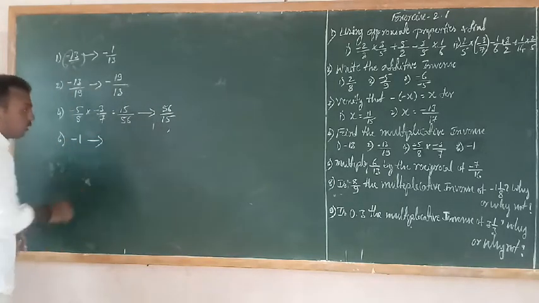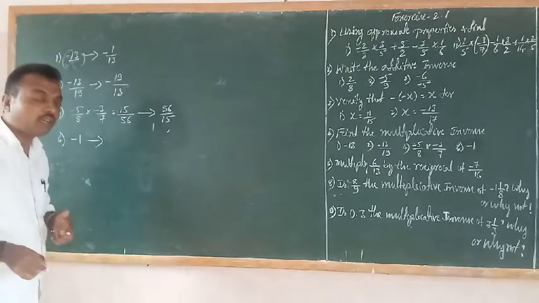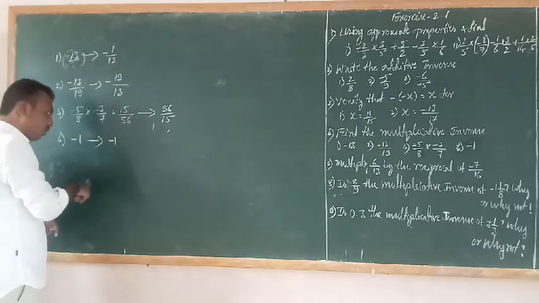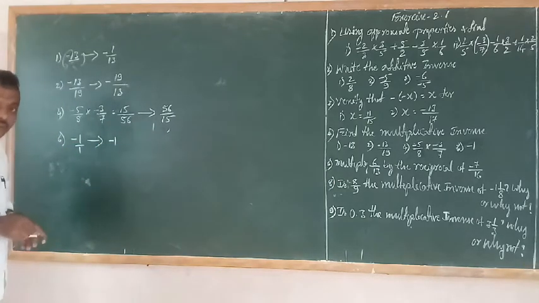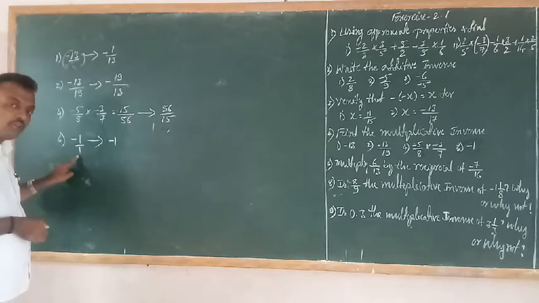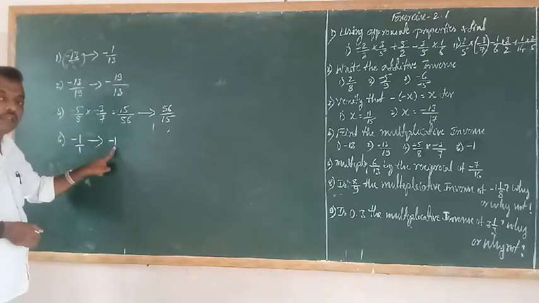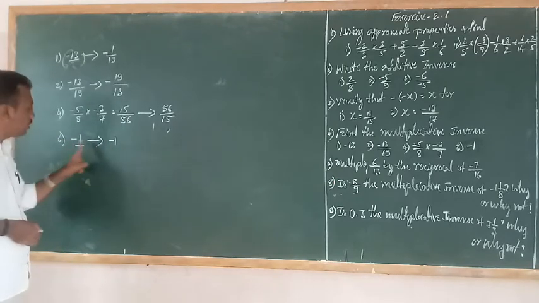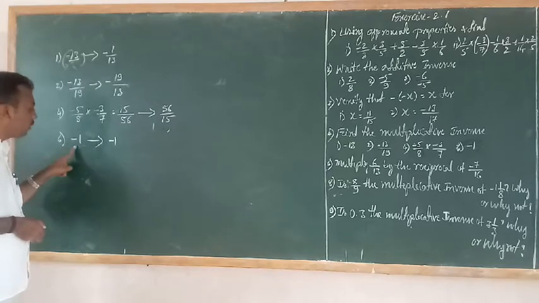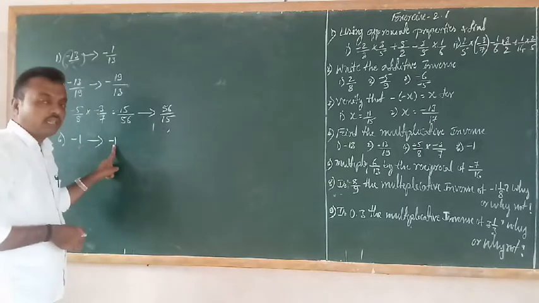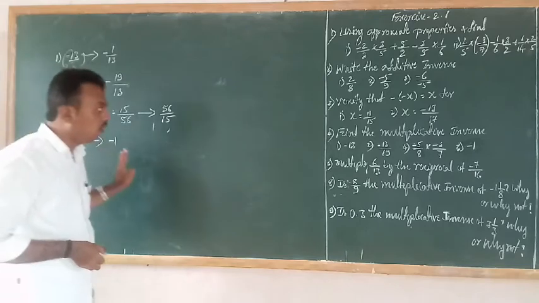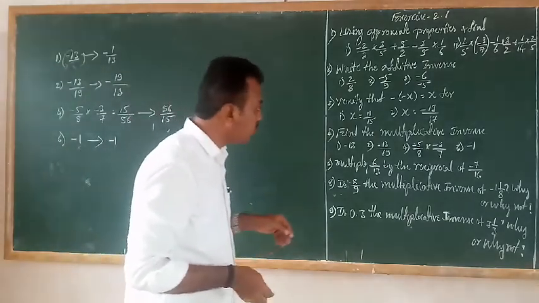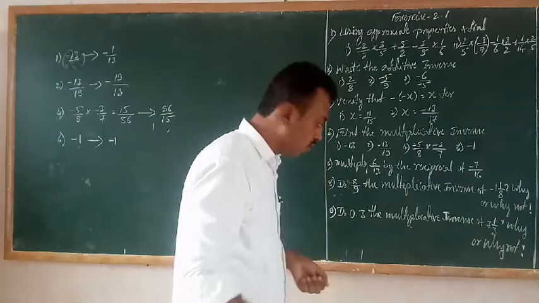Minus 1. What is the reciprocal or multiplicative inverse of minus 1? It is minus 1, because if nothing is there, it means 1 is there. 1 by 1 is what? 1. Again 1 by 1 is what? 1. So the sign will never change: minus 1. The reciprocal or multiplicative inverse of minus 1 is minus 1. Understand? That's all. The next question, question number 6.